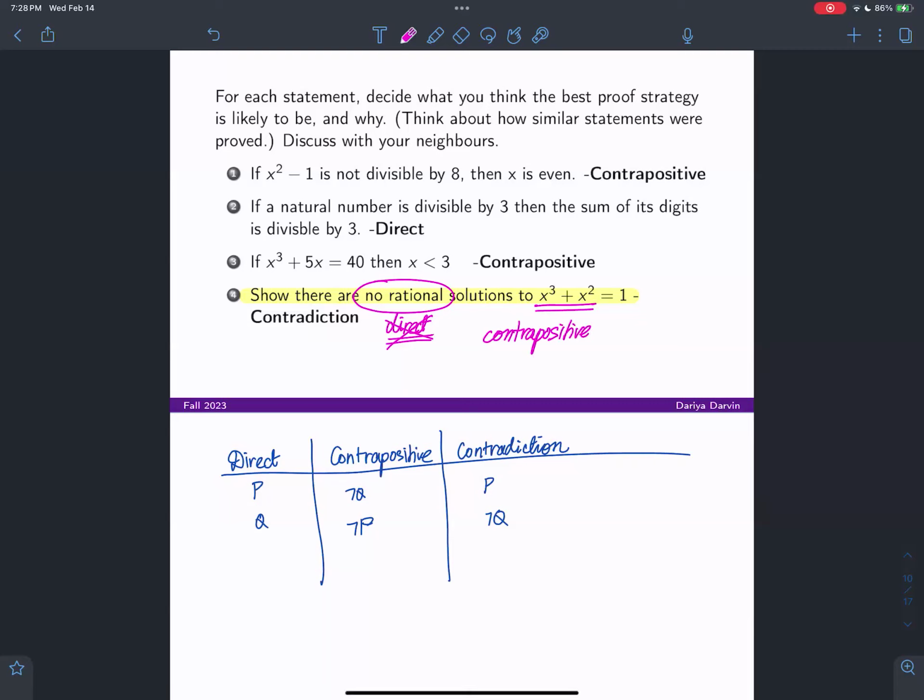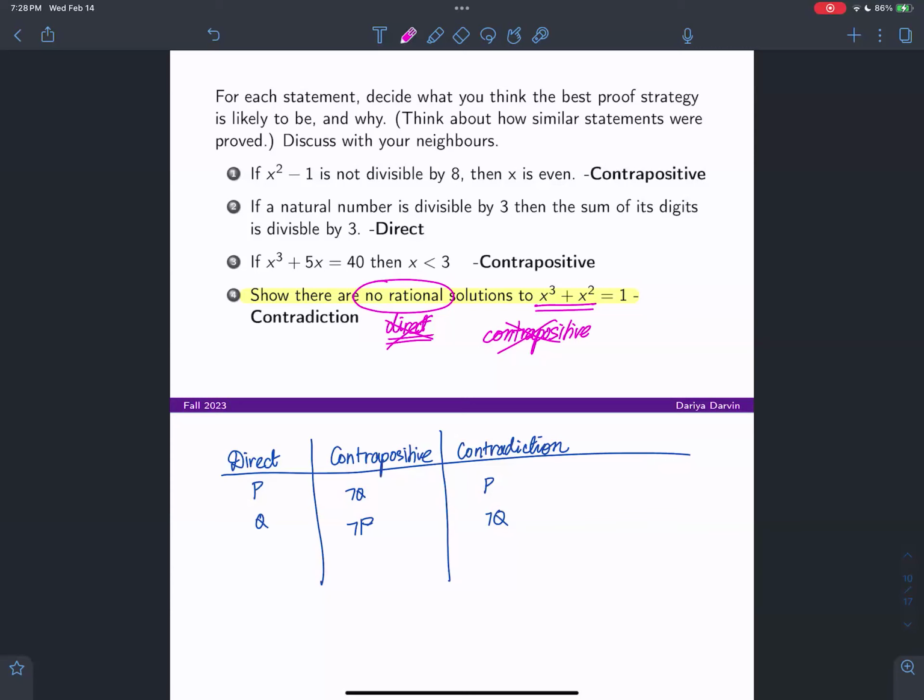Could you translate it to a P implies Q statement? Theoretically, yeah. Do you want to spend time doing that? Absolutely not. Why are you wasting your time? So I don't think it's worthwhile here to make it P implies Q and find the contrapositive and all that. So I'm just going to ignore that.